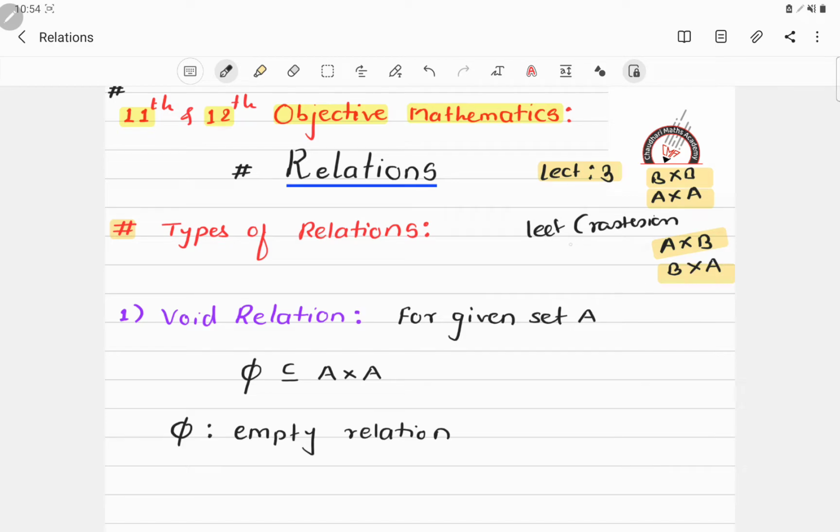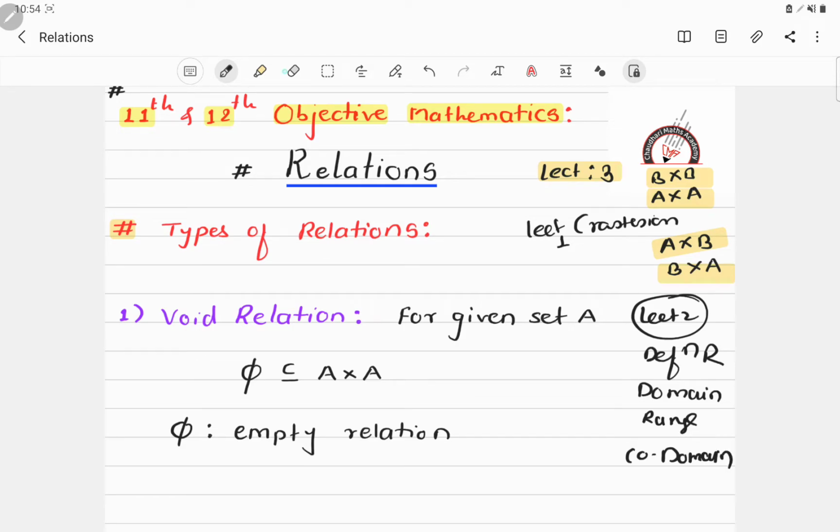In lecture number 2, if you remember, we talked about the definition of a relation, which Cartesian product elements come under a relation. Then we also discussed what is the domain, range and codomain of a relation. So friends, in lecture number 1 we discussed the Cartesian product, and in lecture number 2 we discussed the definition, domain, range and codomain of a relation.